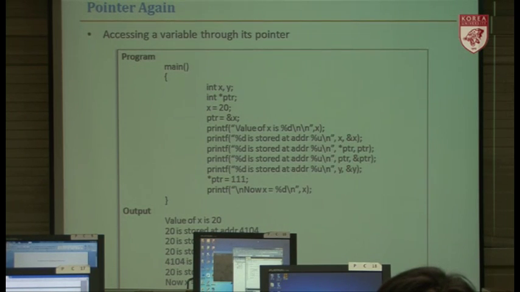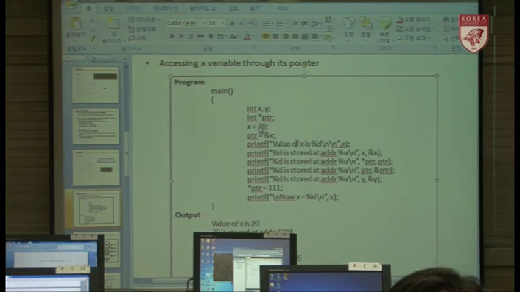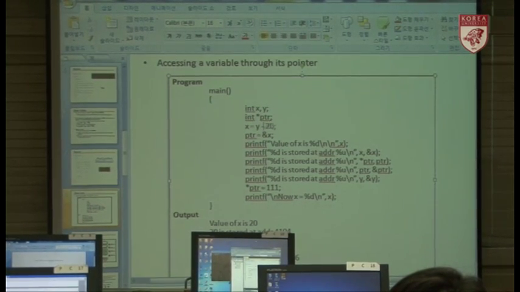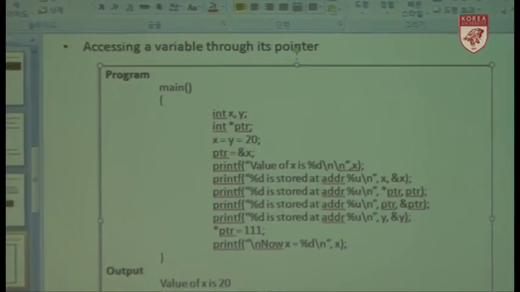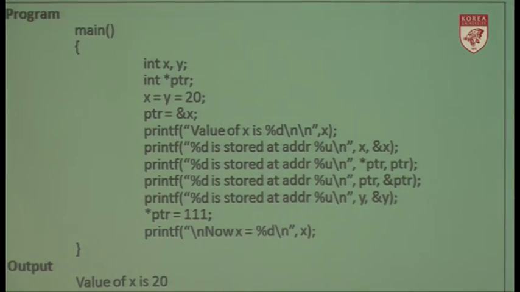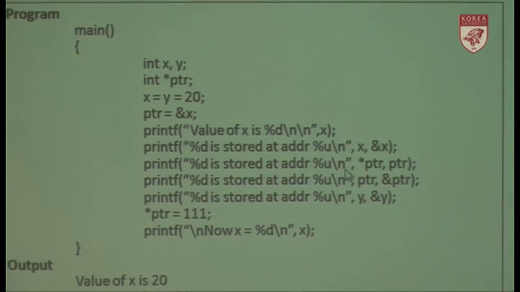Okay? I think here is something missed. So here the code should be, I guess, y equal to 20, and okay. I think it should be here. Okay, so it's like that.